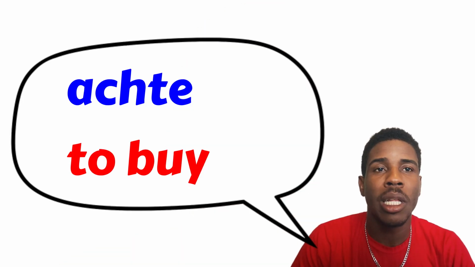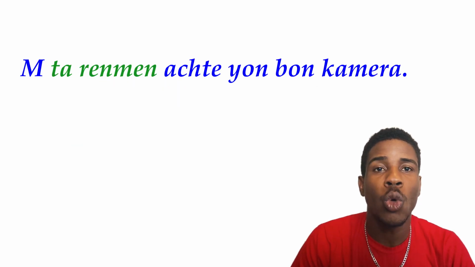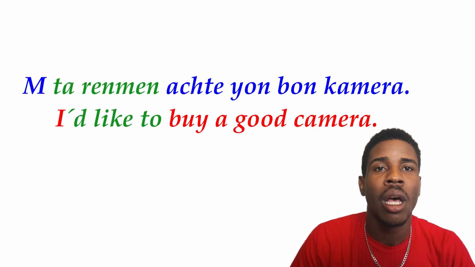Our last verb for today is achte, which means to buy. Achte. M ta renmen achte yon bon kamera. In this sentence, we have ta renmen, which is used to talk about desire. It expresses wish. So this sentence means, I would like to buy a good camera.